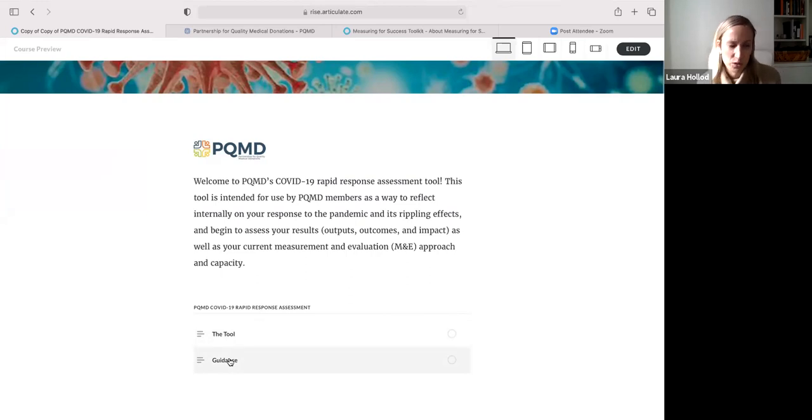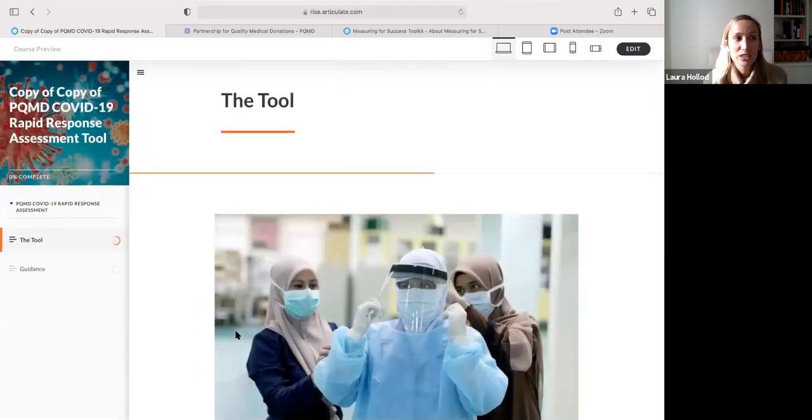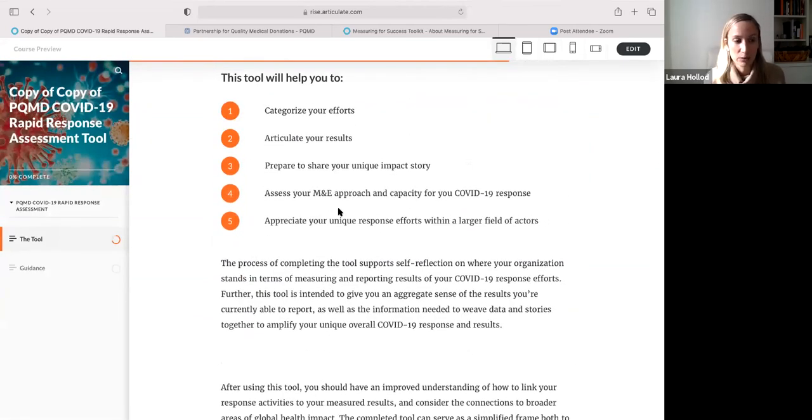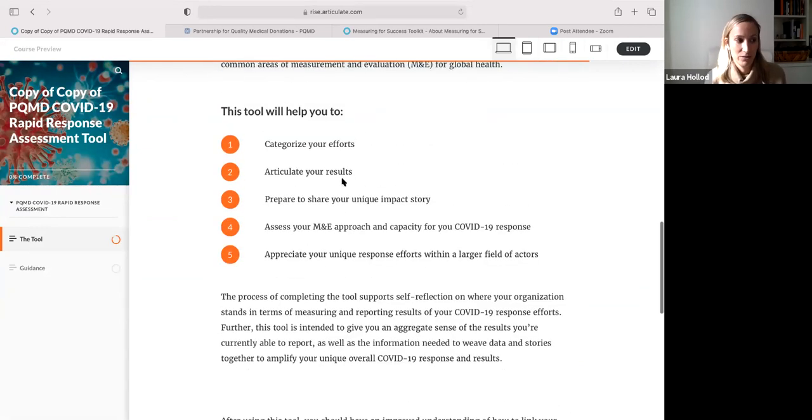And then actually completing the tool, which we'll show you at a high level, and the kind of product you get after completing it that you'll actually have in your hands. We think that will be valuable for some of you as a way to communicate internally about your response. But we also heard from many of you that some of that internal piece is less valuable than the external piece. So the ability to, as we've called it here, appreciate your unique response efforts, meaning really be able to compare your response and where you are in your journey with the PQMD collective, and possibly even benchmark a little bit against some of your peers.